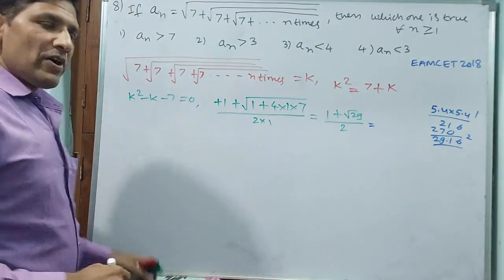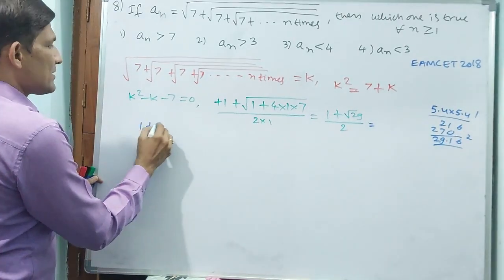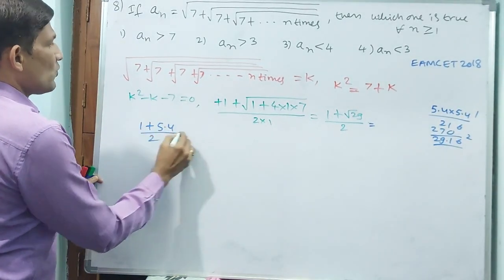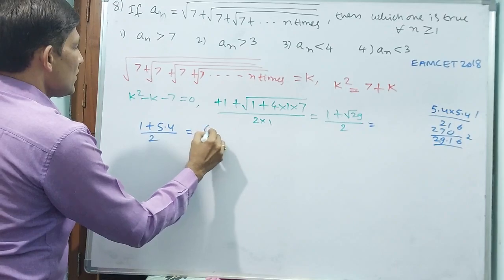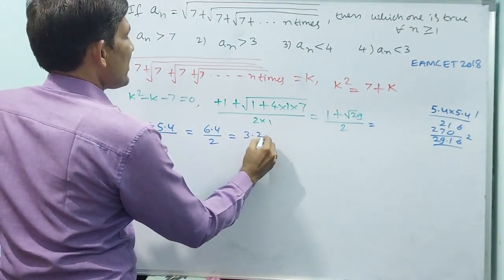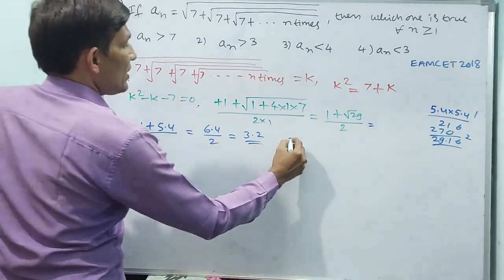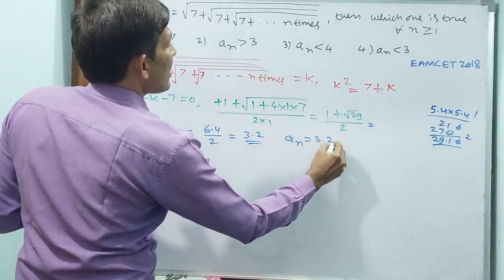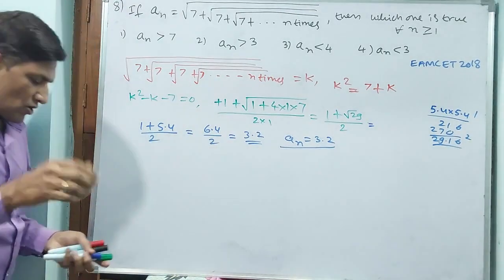I am going to take root 29 as 5.4. That means 1 plus 5.4 by 2, that is equal to 6.4 by 2, that is equal to 3.2. That means your a_n is equal to 3.2. Final answer. Now stop and analyze.